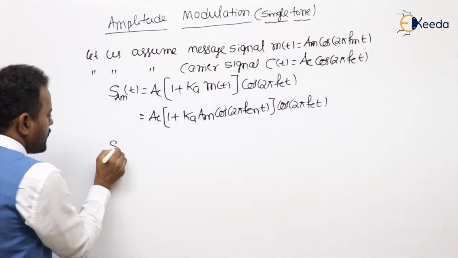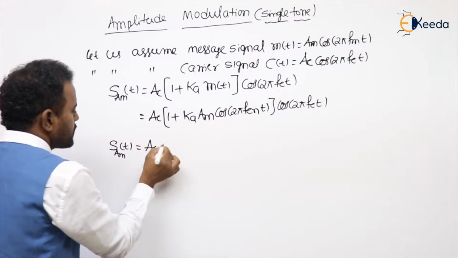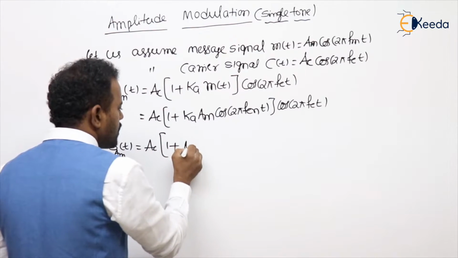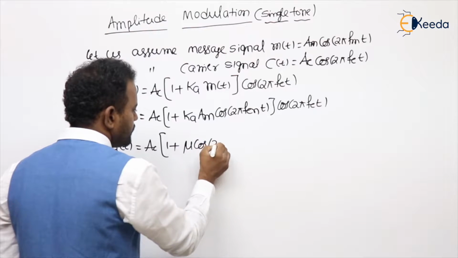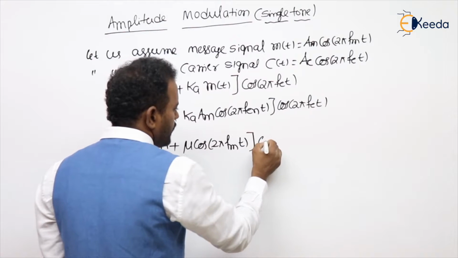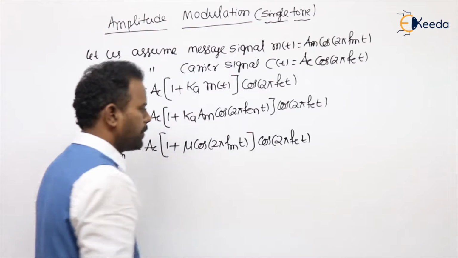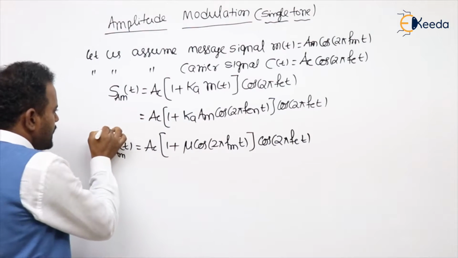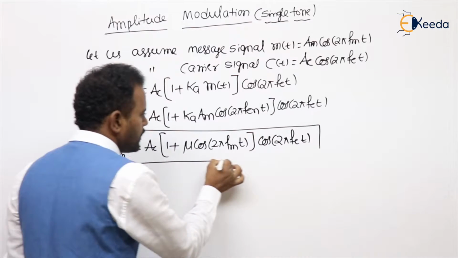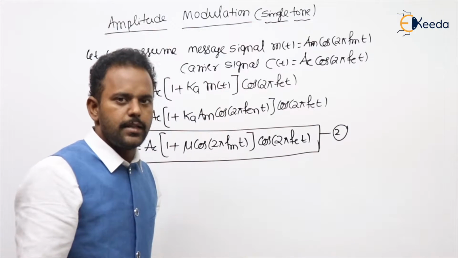Then what is the single-tone expression of AM, students? A very important expression: Ac into 1 plus Ka Am, which is called mu, the modulation index. I will explain that. Into cos 2 pi fm t into cos 2 pi fc t. Are you getting my point or not? This is the single-tone expression of AM. In the previous slide we gave the general expression; this is the single-tone expression. In the total list of 17, this is the second one.